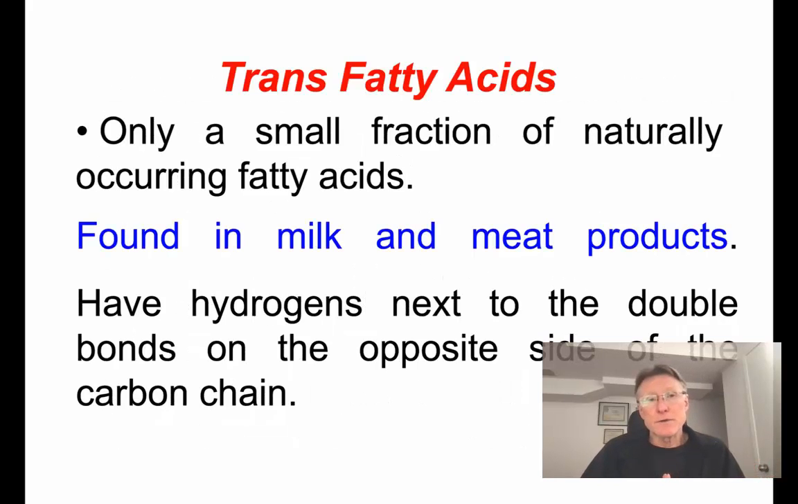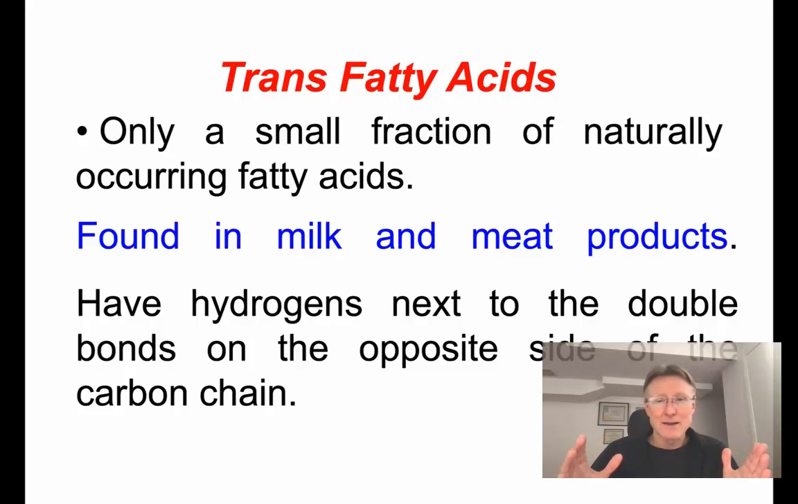Now, there is another group of fatty acids called trans. And normally we find only a small fraction in foods that occur naturally, and mostly in milk and meat products. But again, in relatively small amounts. So what is it that makes a trans fatty acid? It's a fatty acid that contains hydrogens that are next to the double bonds on the opposite side of the carbon chain.